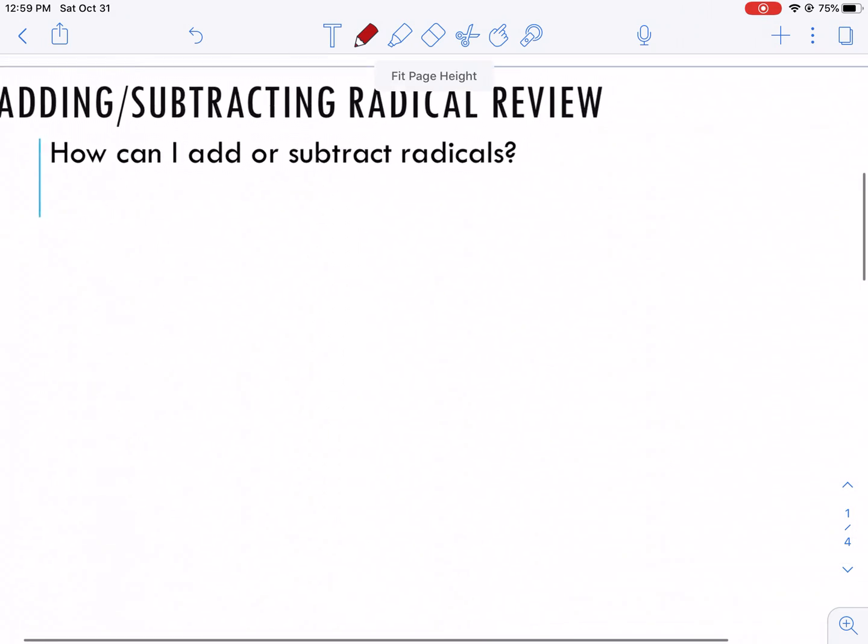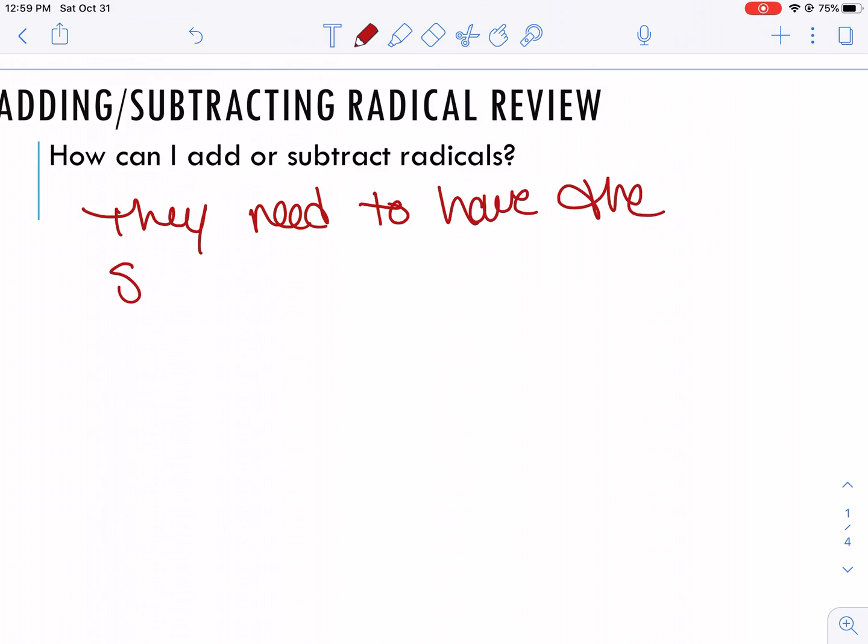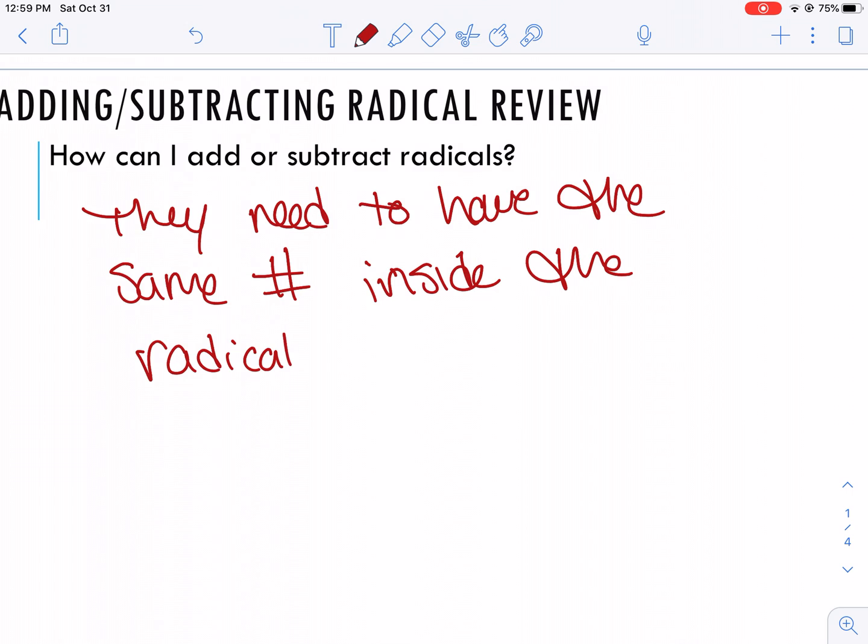So to add or subtract radicals, they need to have the same number inside the radical and you add or subtract the outside numbers.